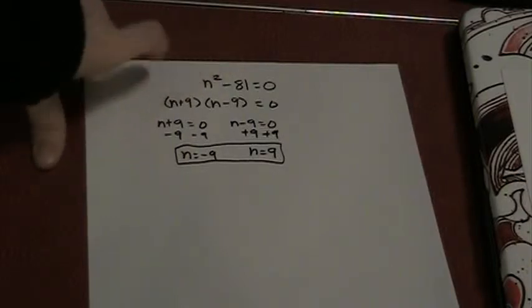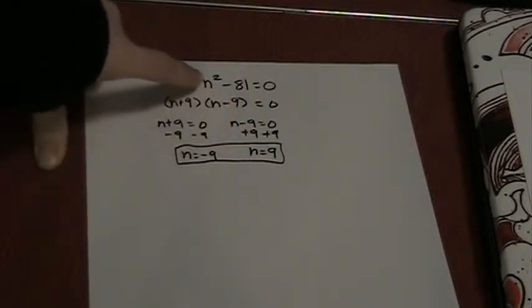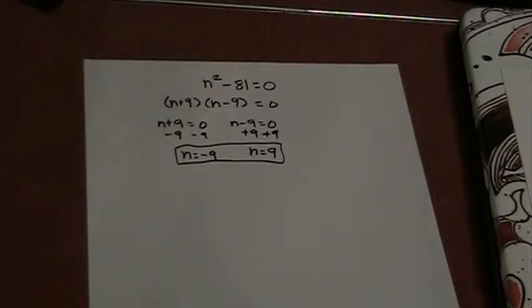And I can check those mentally because if I square negative 9, I get 81. 81 minus 81 is 0. If I square positive 9, I get 81. 81 minus 81 is 0. So it works. I know my solutions are correct.